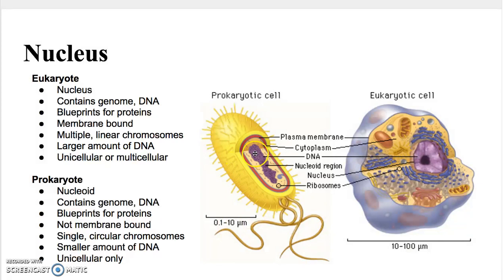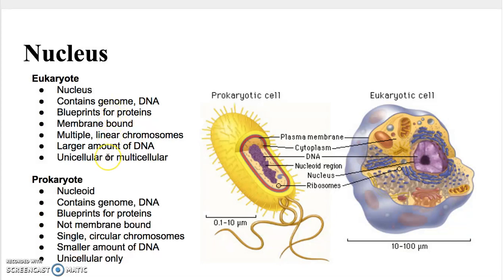And because these are smaller and simpler, they don't have as much DNA. And so there's simply less DNA. It's only one piece of DNA, and it's circular. And so the fact that there's not a membrane around the nucleoid doesn't inhibit its function, which is to contain the genome, the DNA, and be the blueprint for proteins.